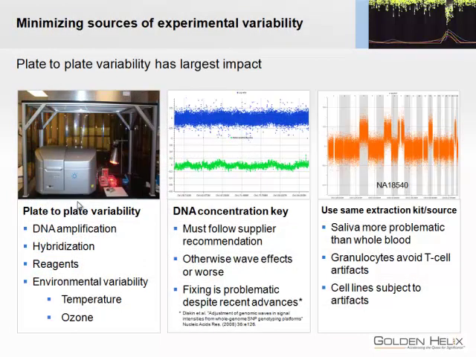Paying attention to this as you're working on your study makes everything after this go much easier. So the things that cause variation: plate-to-plate variability seems to be the largest, and we'll talk about designing a plate design to account for this. It could be due to how the DNA is amplified, perhaps how long the hybridization process goes, what reagents are used, different scanners. Environmental variability, such as temperature, maybe temperature's not such a big deal, not sure. Ozone can be a big deal.